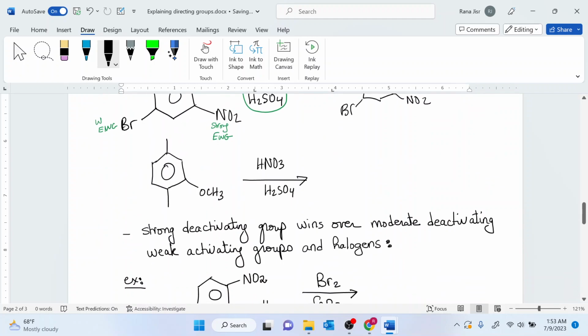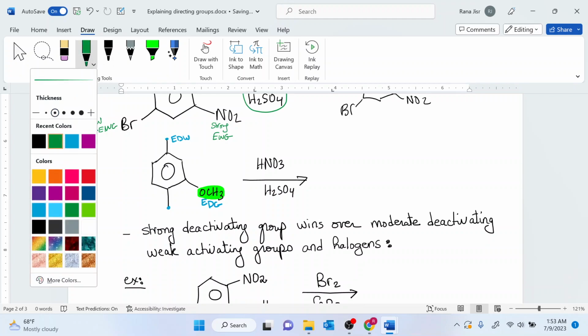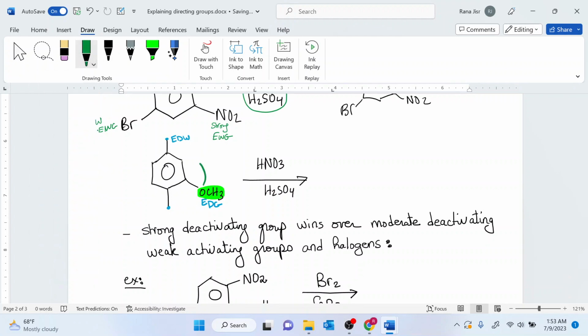Okay. This is another example over here. This is a strong electron donating group. These two, both of these CH3s, are weak electron donating groups, so the OCH3 in this case is going to win. And if the OCH3 is going to win, then the OCH3 is going to direct to the ortho position.